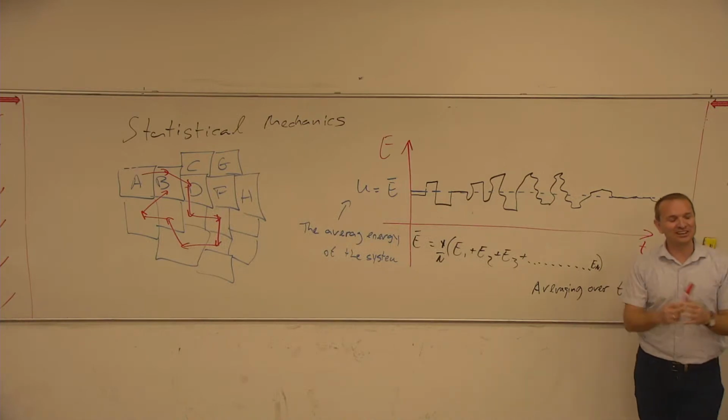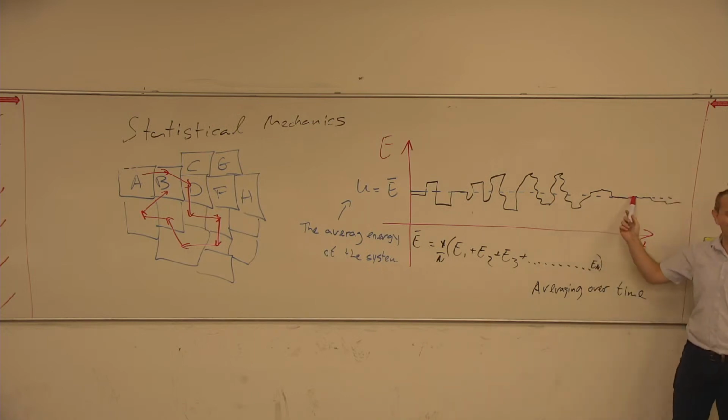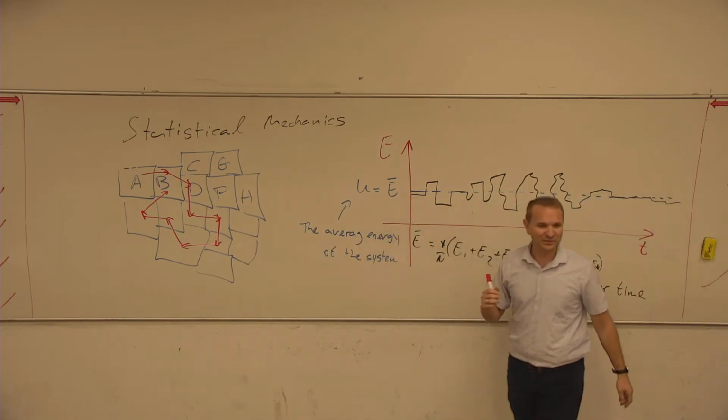So the energy, any system can exchange energy with its environment. So if the system is closed, it's going to be exactly the same energy any time I measure it. You're right. But if it can exchange energy with the environment, it's going to change a little bit.